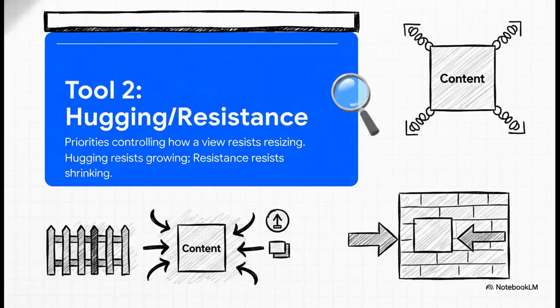Now for a slightly more advanced tool. Content hugging and compression resistance are special kinds of priorities, and they're perfect for things with dynamic content, like labels or buttons. Think of it like this. Hugging prevents a view from stretching bigger than its text, while resistance prevents it from getting squished so small that the text gets cut off. You're letting the content itself have a say in the layout.